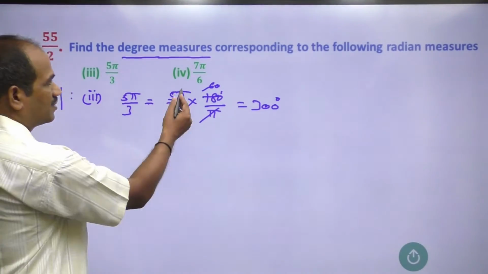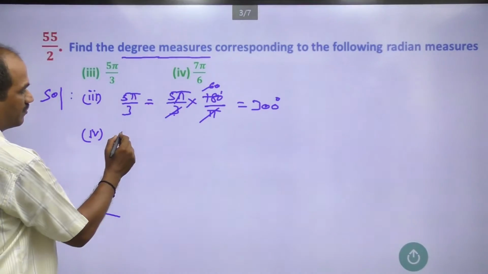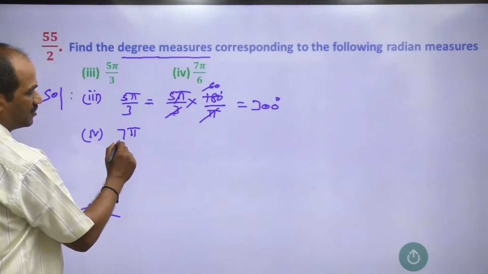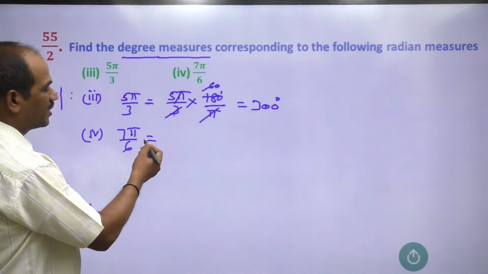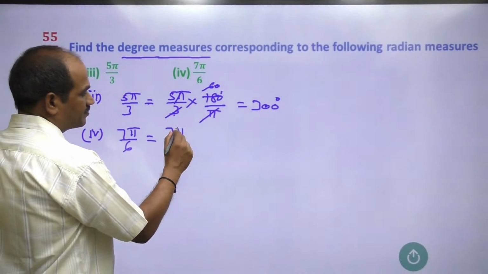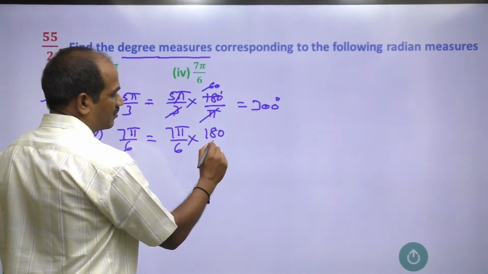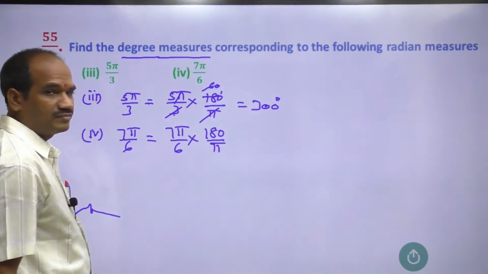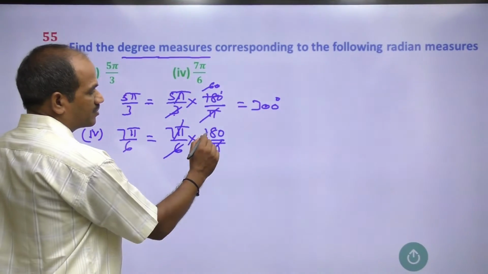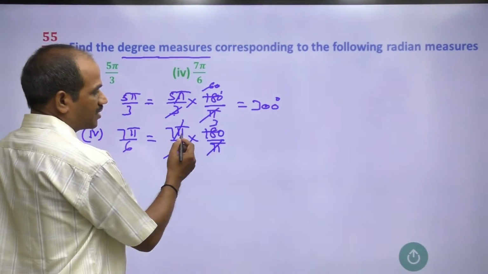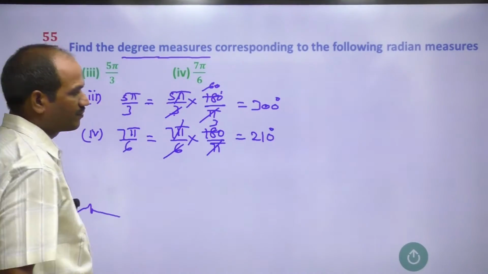Next, in this fourth one, 7 pi by 6 radians is equal to, in terms of degrees, 7 pi by 6 into 180 by pi. Pi gets cancelled. 6 times 3, so that is 7 into 3. That is equal to 210 degrees.